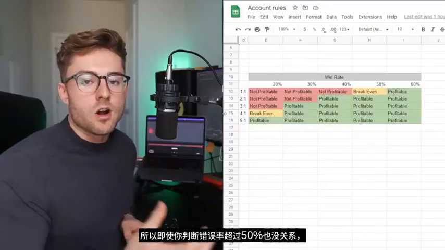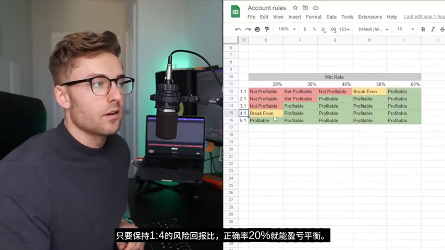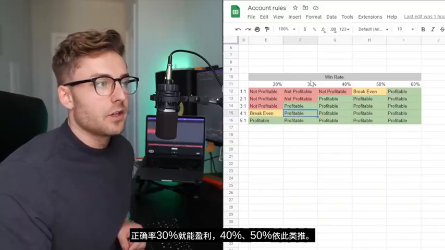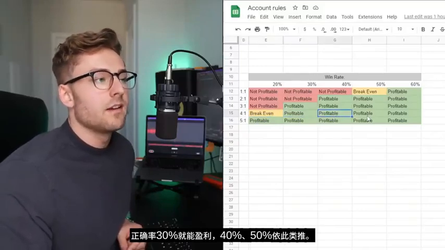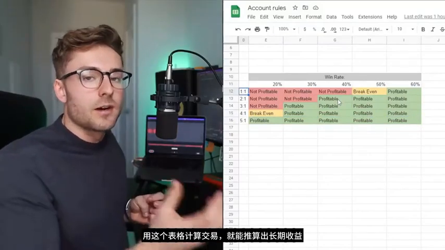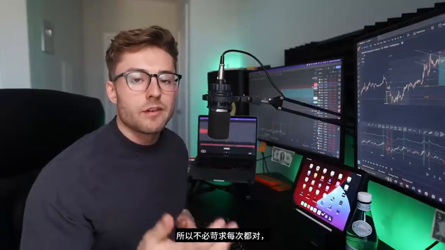So even if you're wrong more than half of the time, if you're making a 1-to-4 risk reward, you're going to break even being right 20% of the time. Okay, if you're right 30% of the time, you're profitable, 40%, 50%, and so on. You can use this table with your trades to figure out how much money you're going to make over time with your system. So you really don't need to worry about always being right.